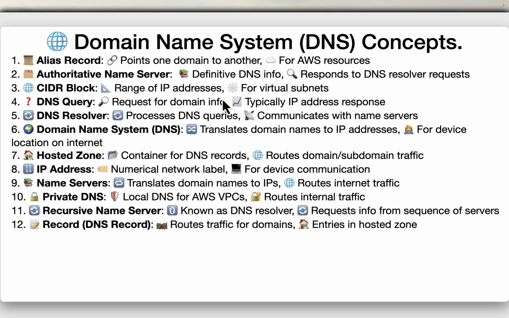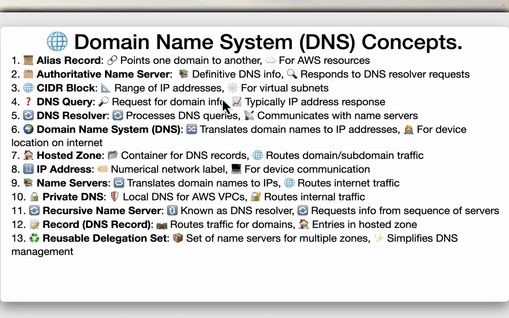12th, record, also known as a DNS record. So DNS records are entries within a hosted zone. It could be a public hosted zone or private hosted zone that routes traffic for a domain or subdomain to the appropriate location. 13th, reusable delegation set, a set of name servers that can be used by multiple hosted zones to simplify DNS management.